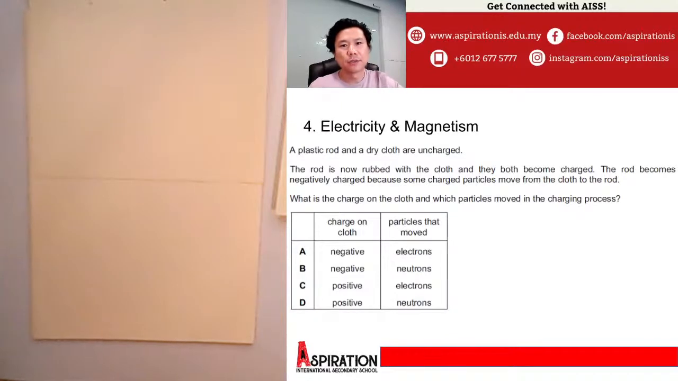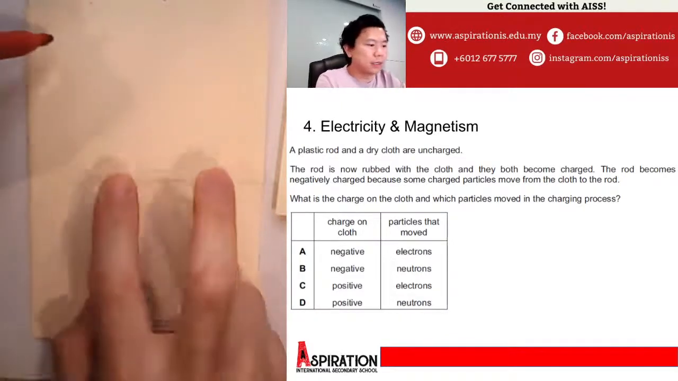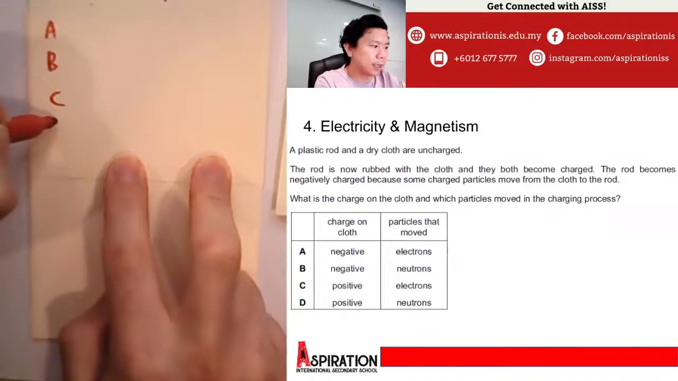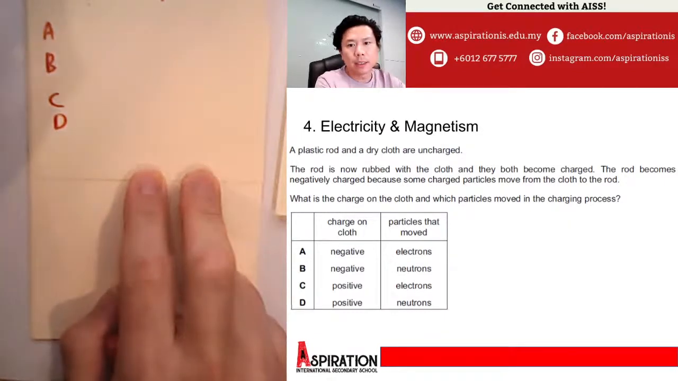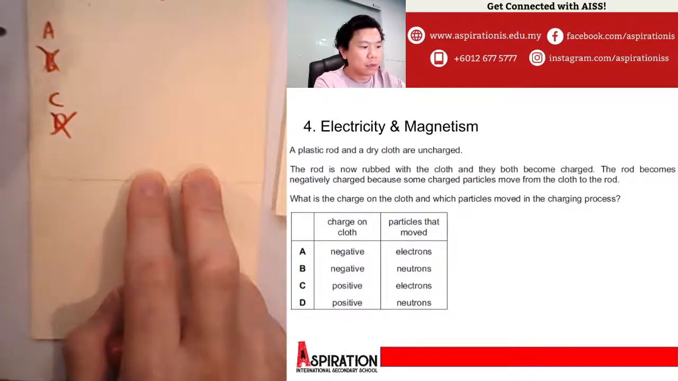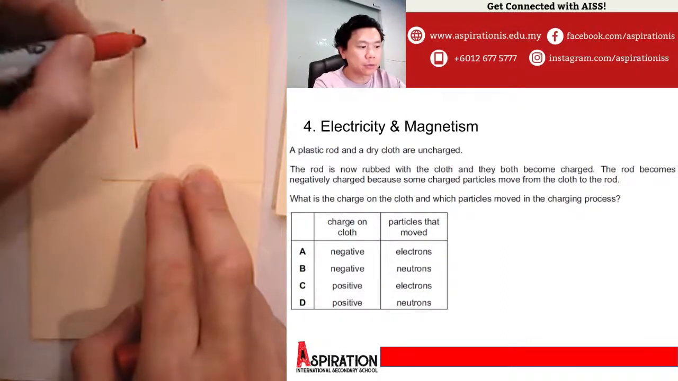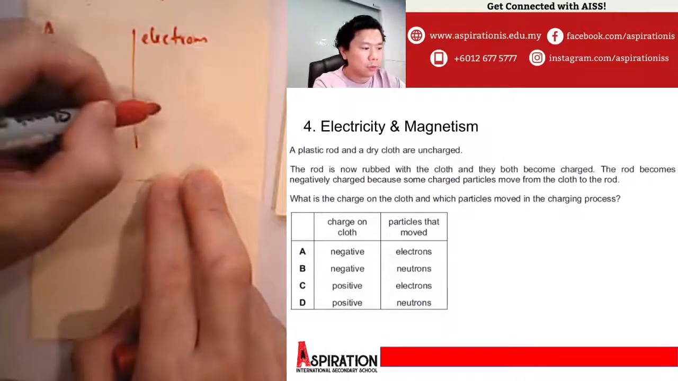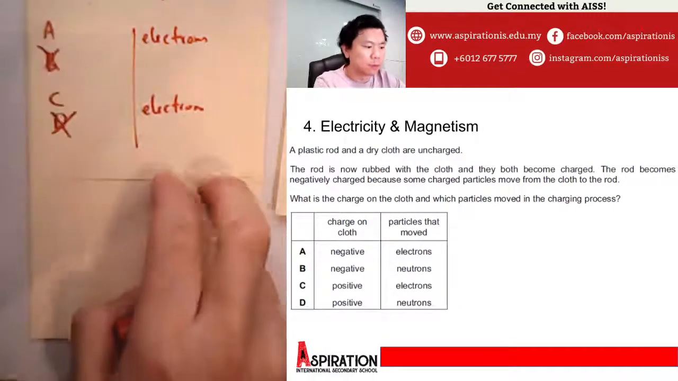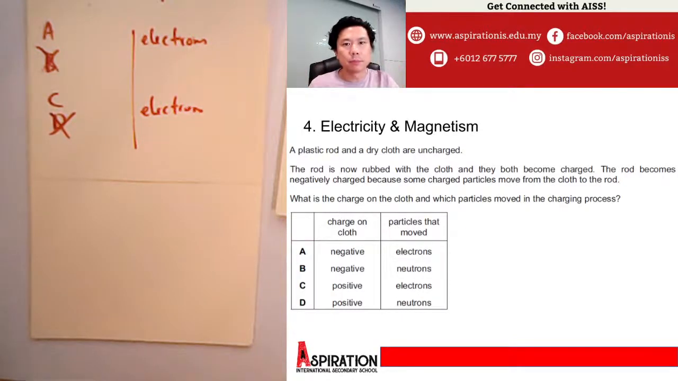Absolutely right. So immediately let's look at A, B, C, and D. Yeah. So immediately B and D is wrong because only electrons move. Only electrons move. So proton doesn't move. Neutron doesn't move, only electron moves. So with that, you know that you have narrowed down the answer to A and C. And if the rod is negatively charged, so the cloth is positively charged, so the answer is C.